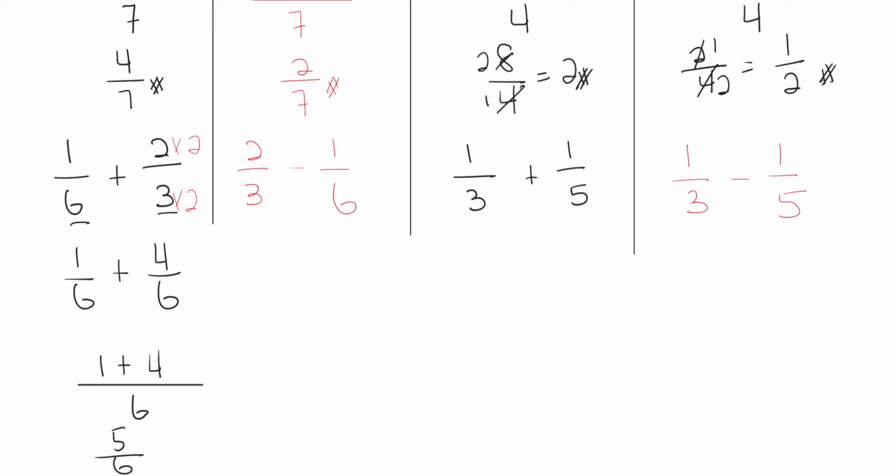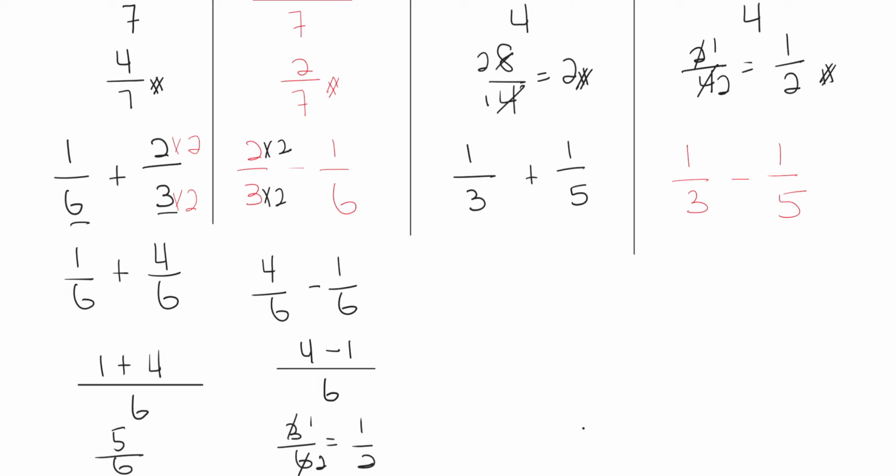Right? Let's go here. Same thing. I'm going to multiply this by 2 to make my denominators common. So now I have 4 over 6 minus 1 over 6. Denominators are already common, so I just copy them and then subtract the numerators. So I get 3 over 6, which I can simplify. This will be 1 over 2.